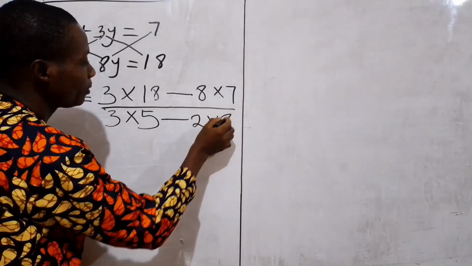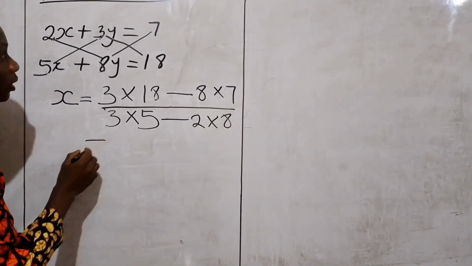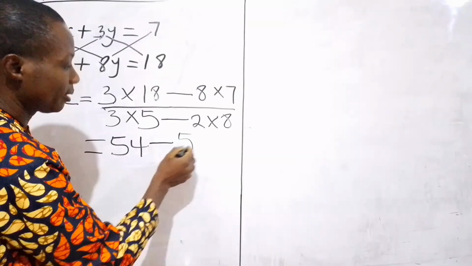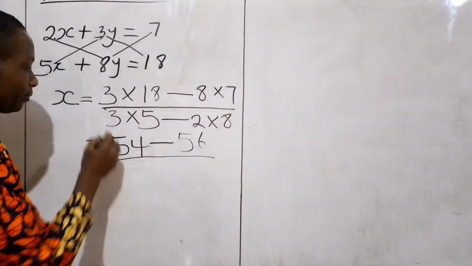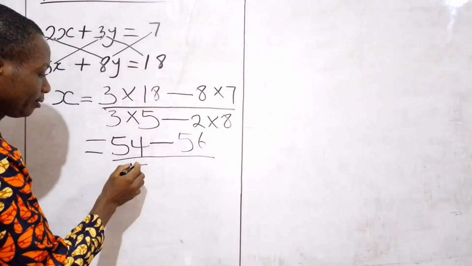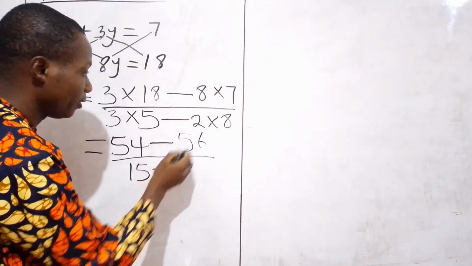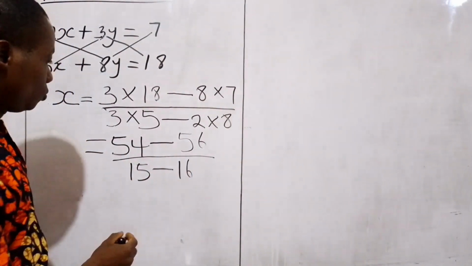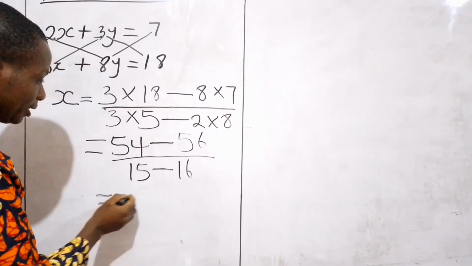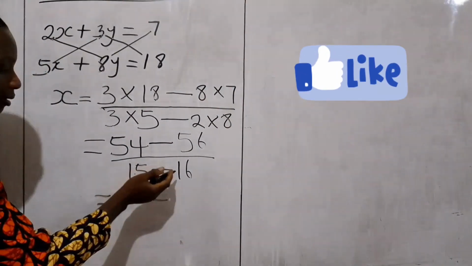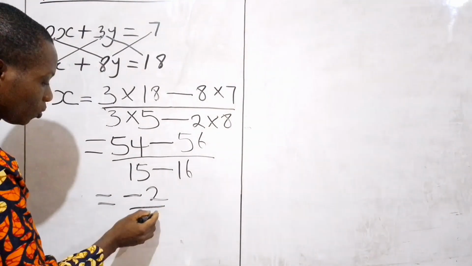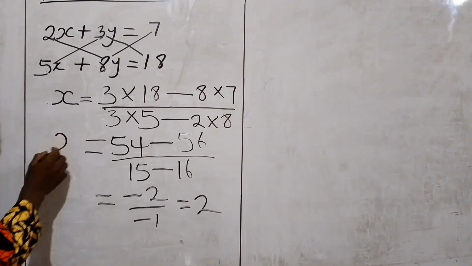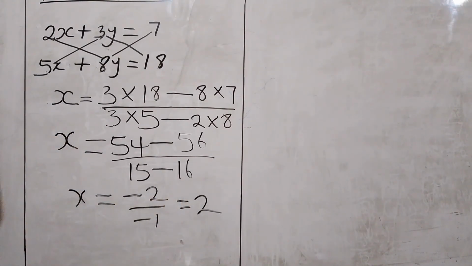So 3 times 18 is 54, minus 8 times 7, which is 56. 3 times 5 is 15, then minus 2 times 8 is 16. 54 minus 56 is minus 2. 15 minus 16 is minus 1. So here we end up having 2. It means that our x is 2.